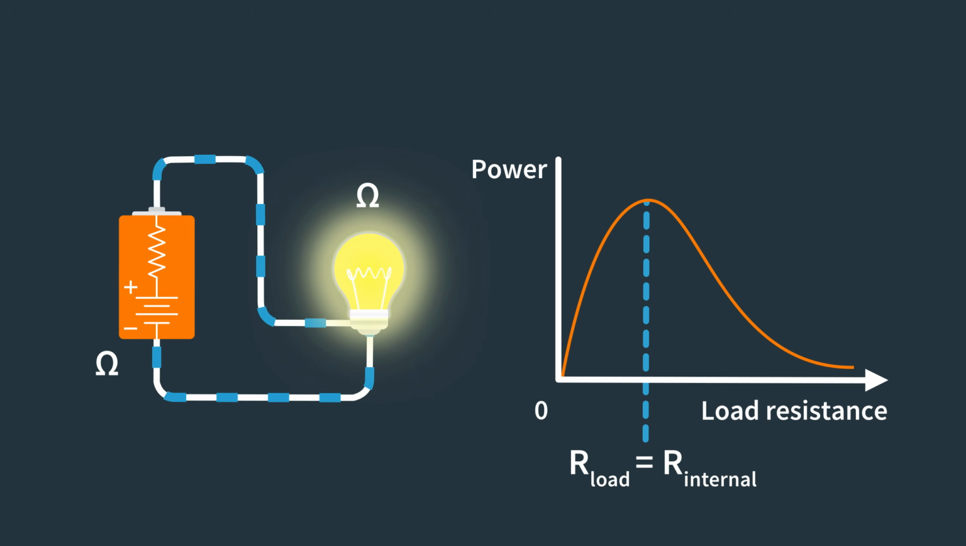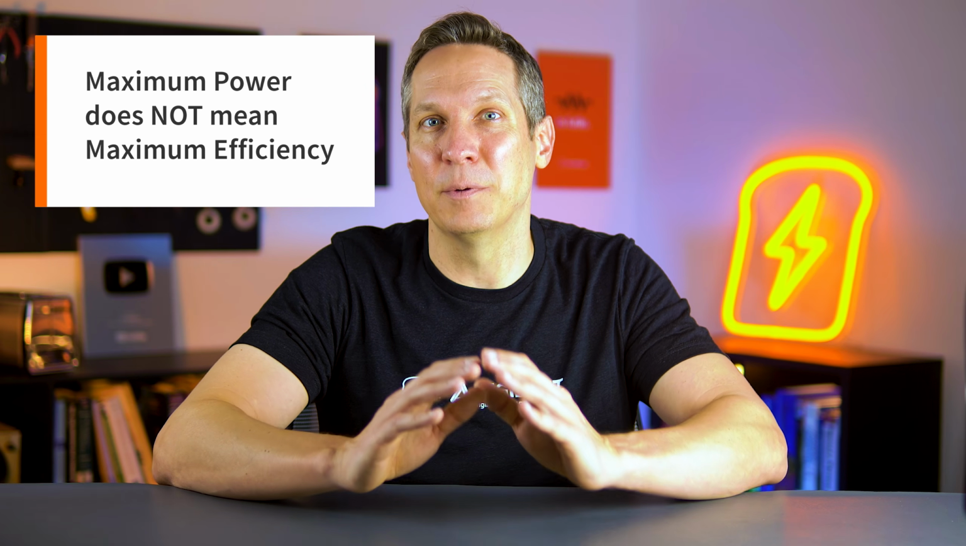However, there's a catch. When the load and source resistances are equal, half of the total power is lost inside the source itself as heat. This means that efficiency, or how much of the total power actually reaches the load, is only 50% at that point. So an important point to emphasize here is that maximum power does not mean maximum efficiency. If we increase the load resistance beyond the source resistance, the power to the load drops, but efficiency improves because less power is wasted inside the source.